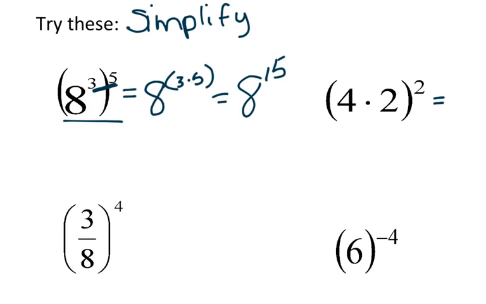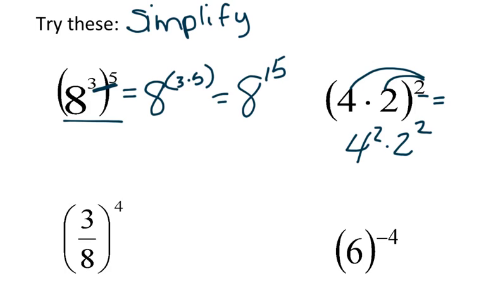Let's try this next one. I don't have enough room to do it side by side, so what I'm going to do is just put it underneath. And this is the power of a product property, and it means I distribute my power to each of my terms. So it's going to be 4 squared times 2 squared. Can I solve these farther? Yes, I can, but I don't want to. I'm just simplifying them right now.